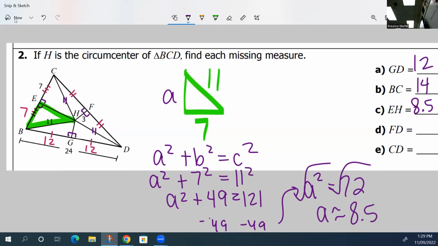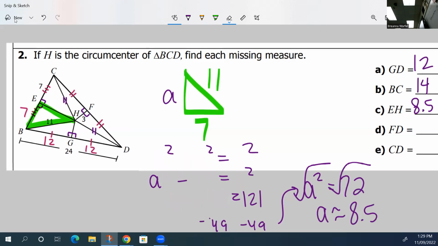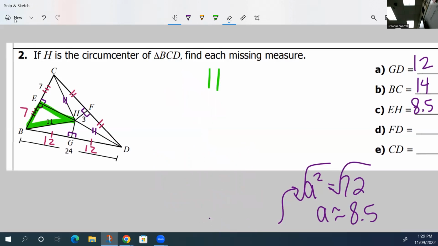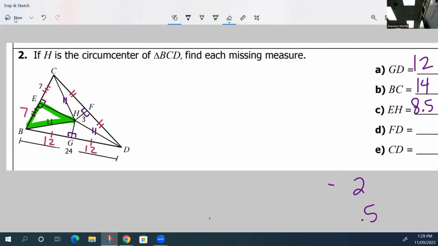All right. F to D, you're going to have to use the Pythagorean theorem as well. Unfortunately, the bell is about to ring, so I need to go. But you probably can do that one on your own. If you have any questions, we're going to do some more practice in a different video. And so I will link that one as well. Okay.